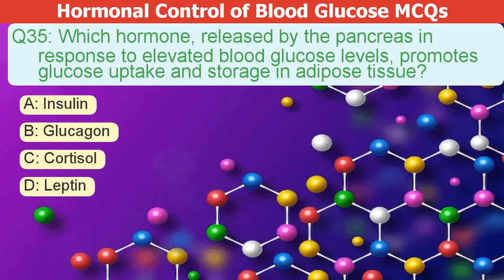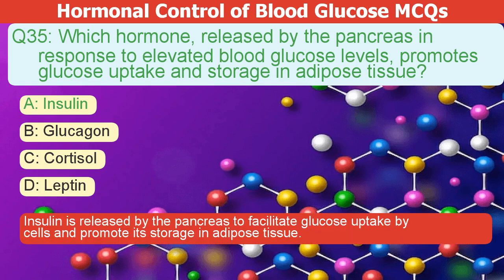Which hormone, released by the pancreas when blood sugar is high, helps cells absorb and store glucose in fat tissue? A. Insulin. B. Glucagon. C. Cortisol. D. Leptin. The correct answer is A. Insulin is released by the pancreas to facilitate glucose uptake by cells and promote its storage in adipose tissue.